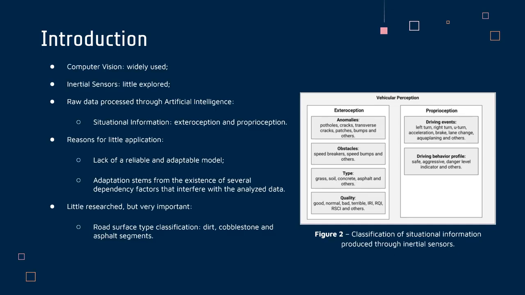However, this is not the case with inertial sensors, although a wide variety of situational information can be generated from them, as shown in the figure. The little use of this type of sensing in this research area is due to the lack of an adaptive model for recognizing situational information, since there are several dependence factors that interfere in the sampled data. In this research, we focus on the classification of a road surface type, since it is one of the least researched, but one of the most important situational information.